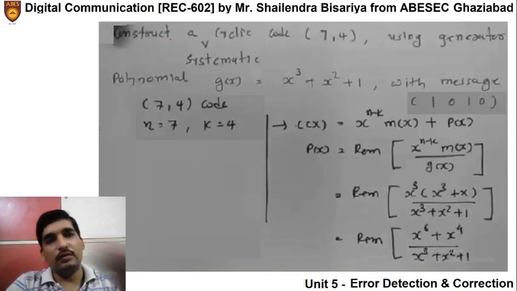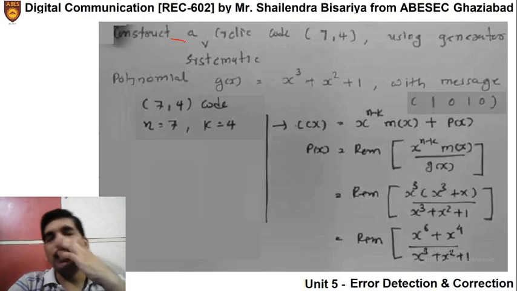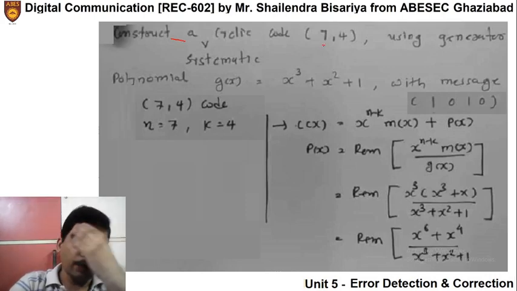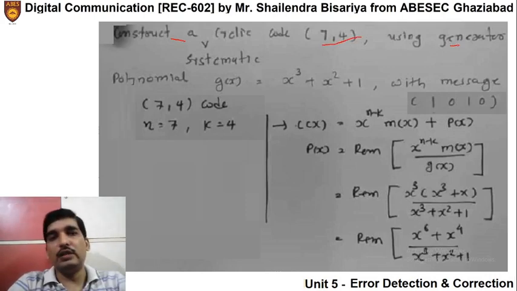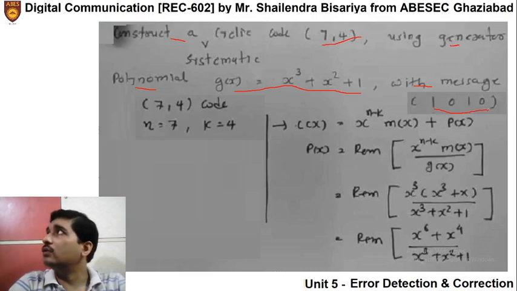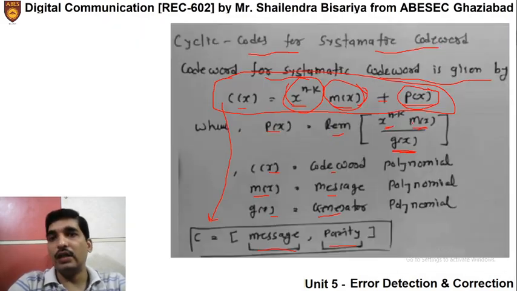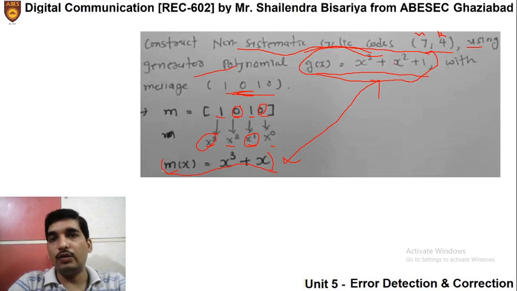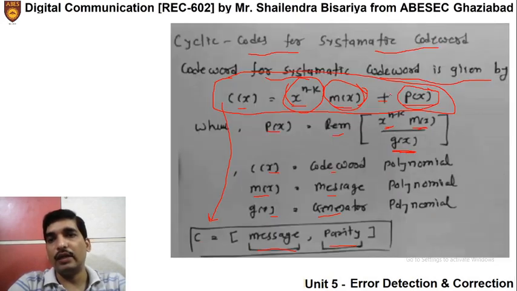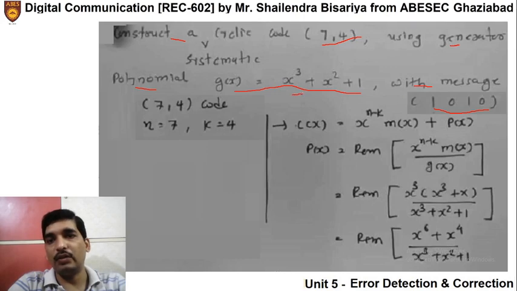Let us have a question. Construct a cyclic code (7,4) using generator polynomial g(x) given as x cube plus x square plus 1, with message given as 1010. Okay, so if you see the last question, it was x cube plus x square plus 1, message 1010.